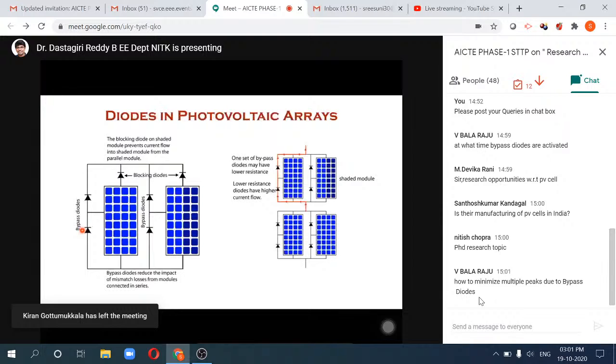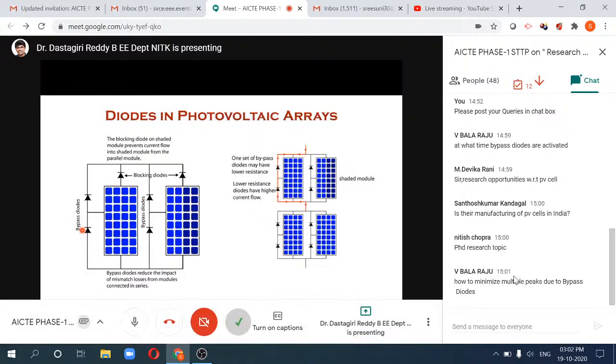From the basics of PV panels, we understood that without a bypass diode, you will eventually damage the PV panel. So you have to accept the multiple peaks. Otherwise, there won't be a PV panel without these blocking diodes or bypass diodes. That is where your MPPT techniques come into the picture.